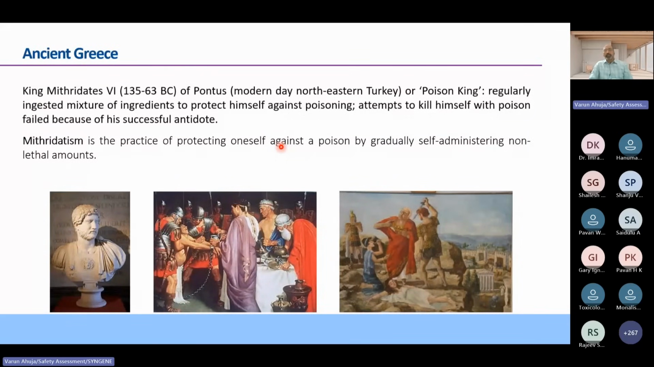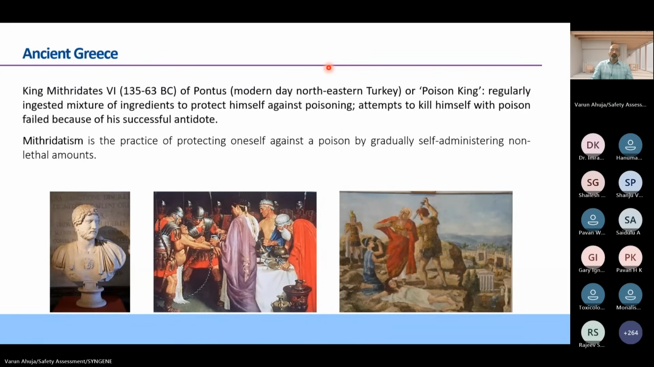Then moving on to ancient Greece. So King Mithridates VI, from 135 to 63 BC, of Pontus. This Pontus region is right now in modern-day northeastern Turkey. He was called the Poison King because of his family history. He always suspected that he would be poisoned by his family members because he was the next heir to the throne. So he regularly ingested a mixture of ingredients to protect himself against poisoning and attempts to kill him. But ultimately, he ruled for many years, and ultimately people tried to dethrone him.